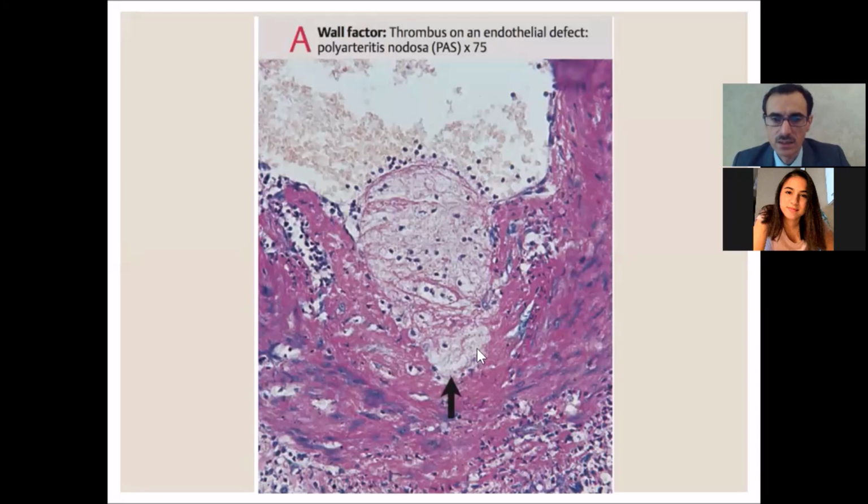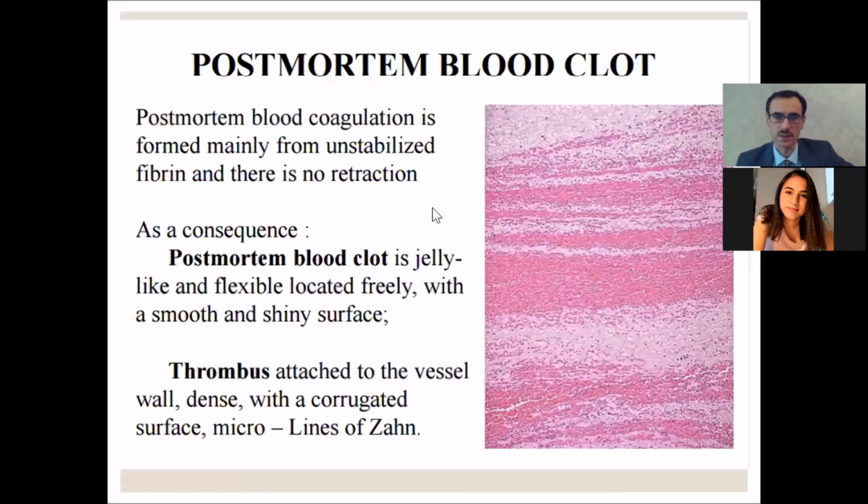On the endothelial defect, this is the wall of the arteries during polyarteritis nodosa, one of the rheumatic diseases that we will discuss next semester. You see here the big thrombus in the wall of the arteries. So after 10 minutes, I will update our classes.